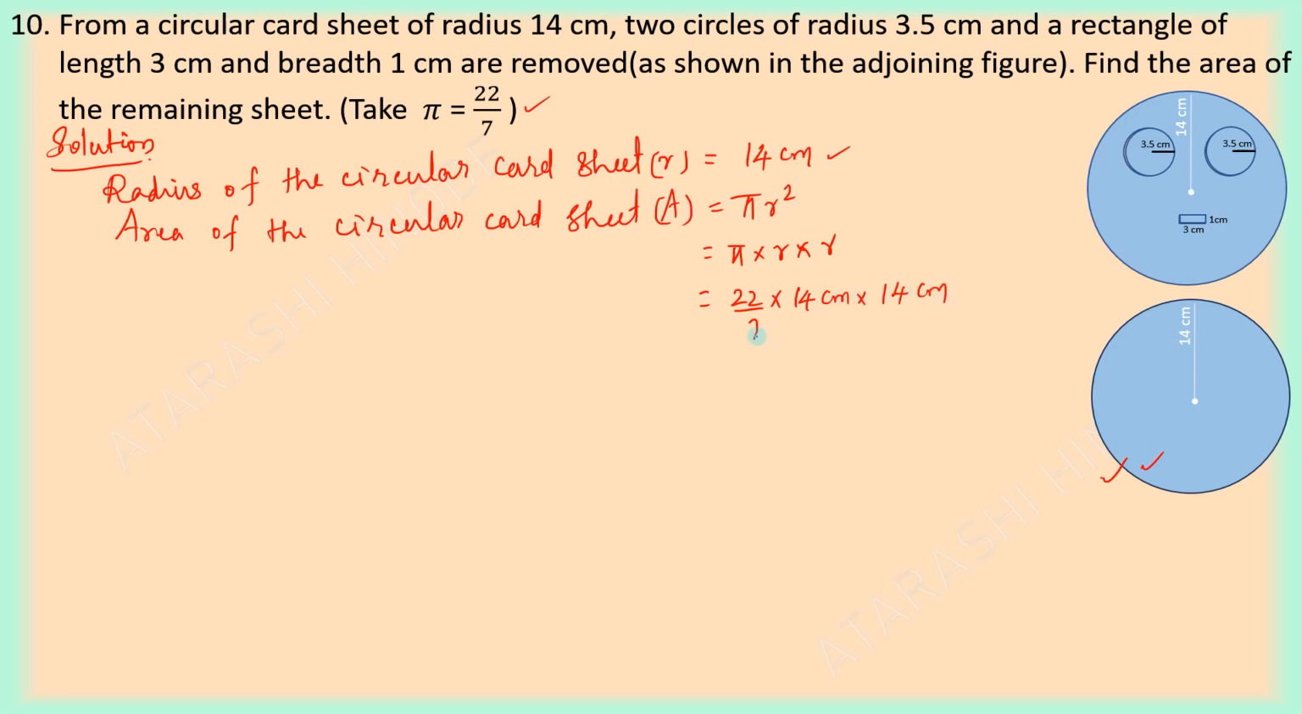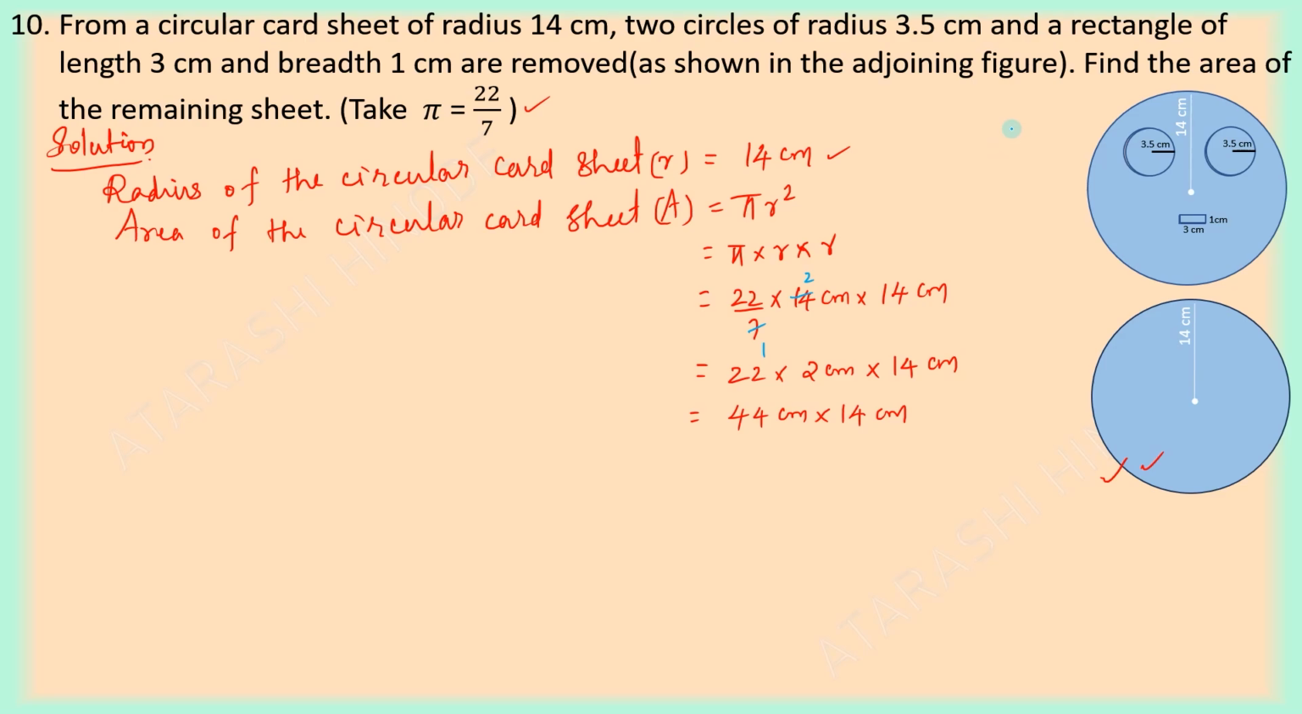Here we can divide 7 and 14 by 7. 7 divided by 7 is 1. 14 divided by 7 is 2. That is equal to 22 divided by 1, that is 22 into, here it is 2 centimeter into 14 centimeter. That is equal to 22 into 2, it is 44 centimeter into 14 centimeter.